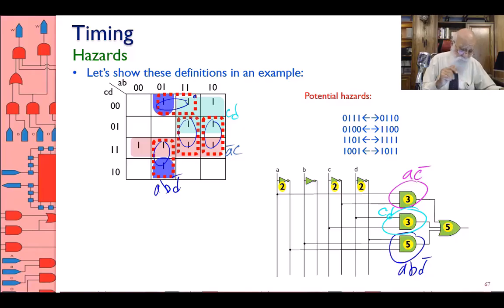The upper one is a hazard because between two adjacent ones, 0100 and 1100, there is no map. It's empty. And therefore this causes this hazard. I'm not looking at the timings or anything. All I'm saying is this is definitely a hazard.